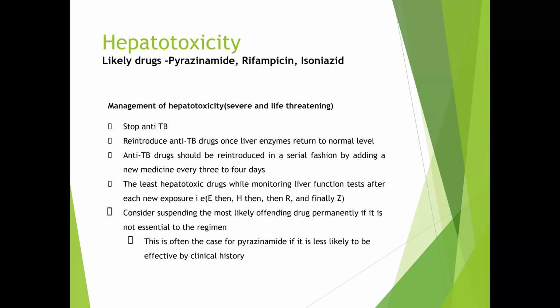The key thing here is, anti-TB drugs should be reintroduced in serial fashion by adding a new medicine every 3 to 4 days. You don't start them at the same time. You start with the least hepatotoxic drug while monitoring liver function tests after each new exposure. You start with ethambutol, isoniazid, rifampicin, and finally you add pyrazinamide. Consider suspending the most likely offending drug permanently if it is not essential in the regimen. This mostly happens with pyrazinamide. If you reintroduce it and it is becoming very toxic, it can also be withdrawn.